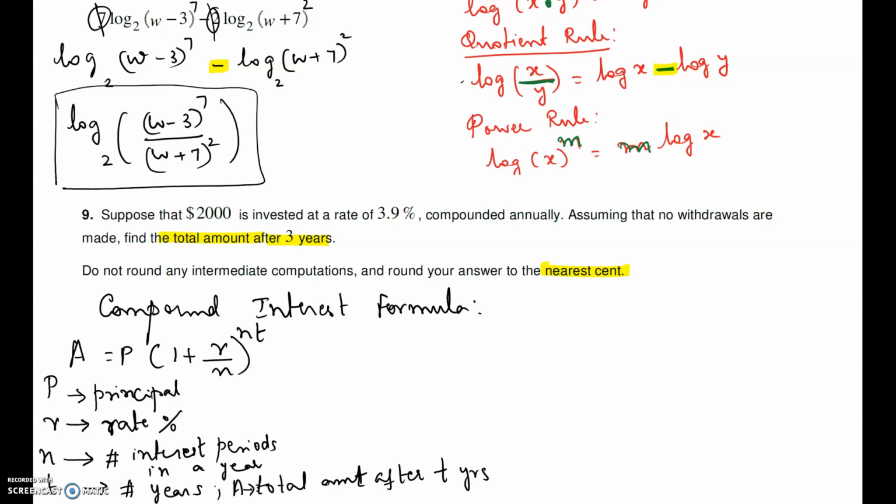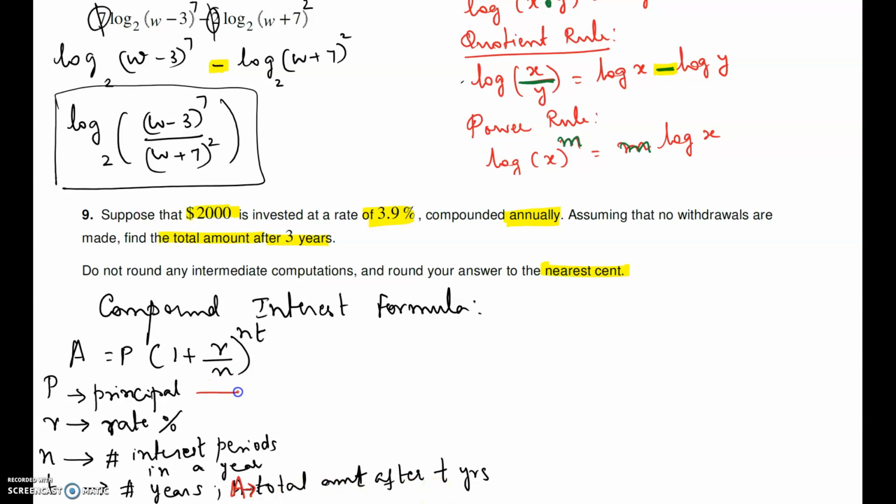The P denotes the principal amount, which is the initial investment. In this case, it's going to be $2,000. R is the rate percent, which is the annual rate, 3.9% in this problem. N denotes the number of interest periods in a year. Here it says compounded annually, so N equal to 1. And T denotes the number of years, how long you keep the investment. So you are keeping the investment for 3 years, so that is going to be 3. Then the question is to find the total amount A, which is the total amount after the T years.